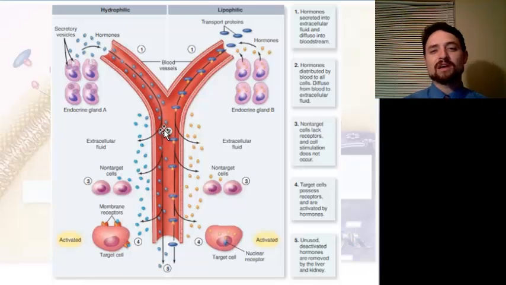Now, they're going to come in contact with a lot of cells, but the target cell is the one that's going to be specific. And then once it comes in contact with that target cell, it's going to cause a reaction. Those that don't come in contact with the target cell will be filtered out through the liver and the kidneys.